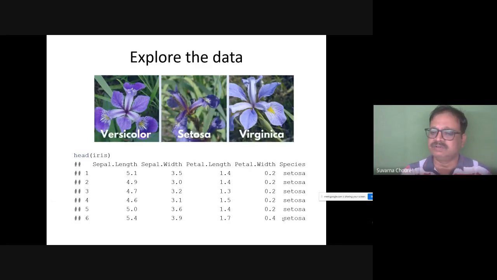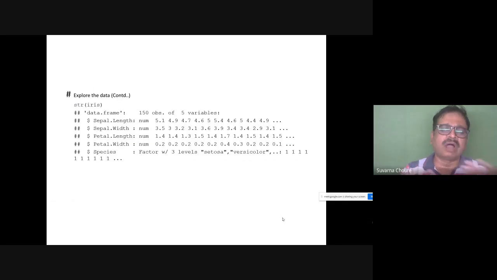Then these observations are there. We'll try to know more about this data, and to know more about this data, the structure function is used. str, in brackets, the data set name, iris. It is providing us the information: 150 observations, 5 variables. 4 variables are numeric. 1 variable is categorical, that is a factor variable, meaning 3 levels are there, setosa, versicolor, virginica, and those keep on repeating.